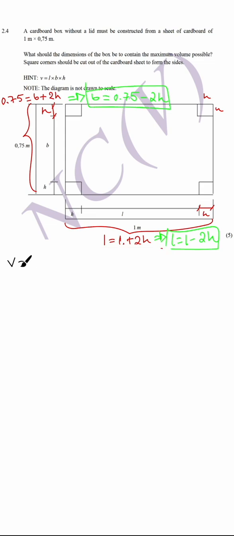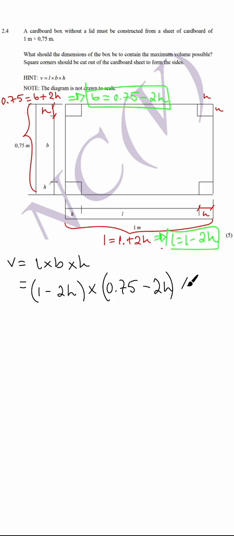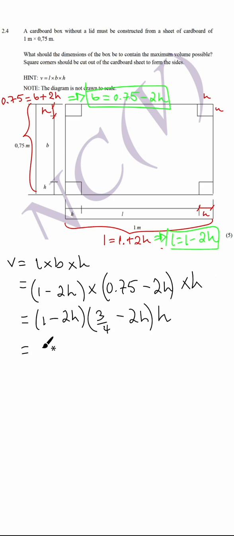Now with that, we go to our formula for volume, which says V equal to L times B times h. In place of L, we substitute 1 minus 2h because we have established that L is equal to 1 minus 2h. In place of B, we substitute 0.75 minus 2h, and the h. We go ahead and simplify that, and in the final step, we get V equal to 4h^3 minus 7/2 h^2 plus 3/4 h. You will notice that in this working, I changed 0.75 to 3/4. It's just that I think 3/4 is easier to work with than 0.75.